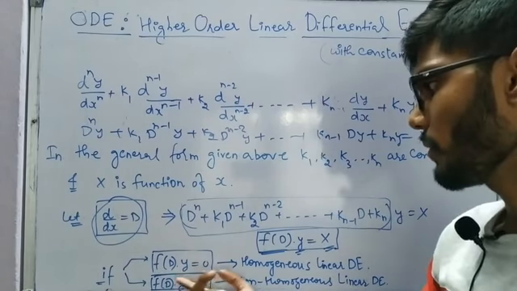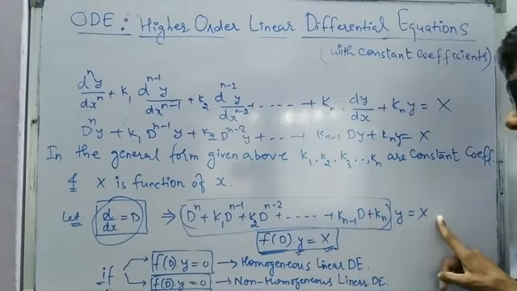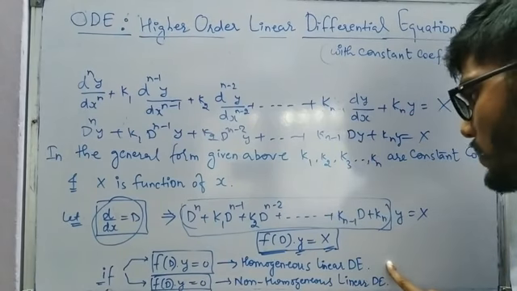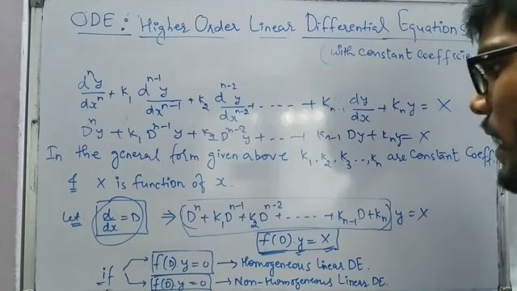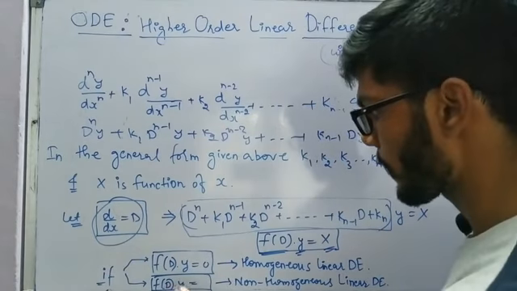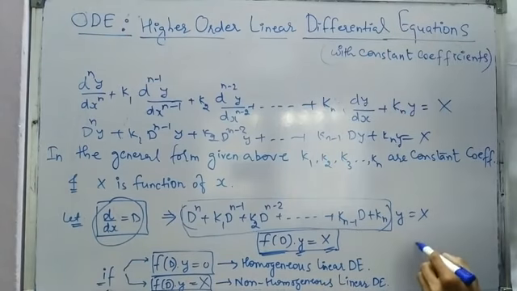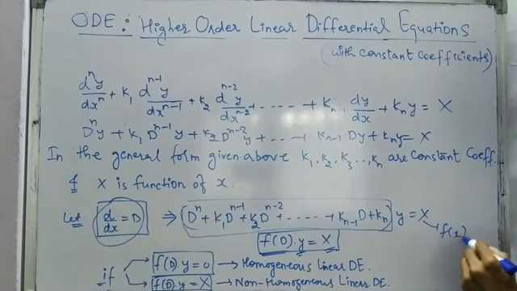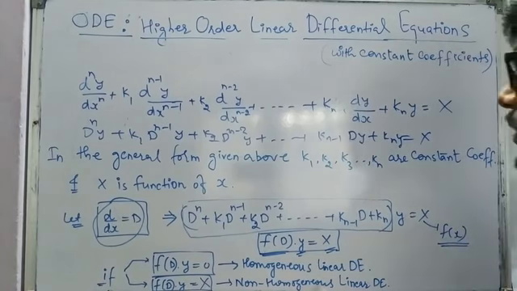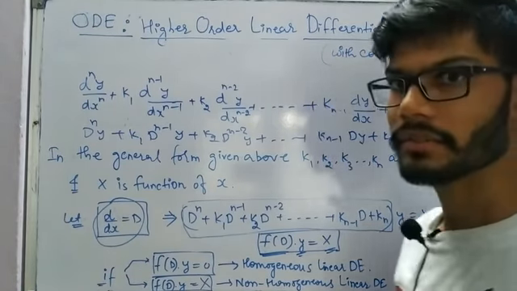If f(D) into y is equal to 0, that is, if this capital X is 0, we are going to call it a homogeneous linear differential equation. And if this capital X is a function of small x instead of 0, we are going to call it a non-homogeneous linear differential equation.